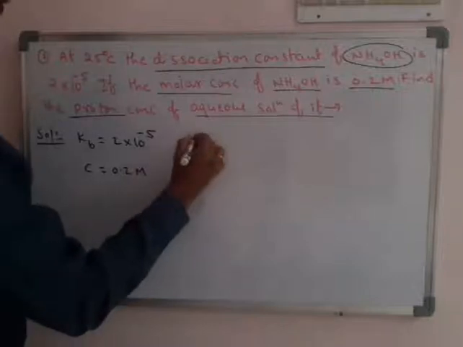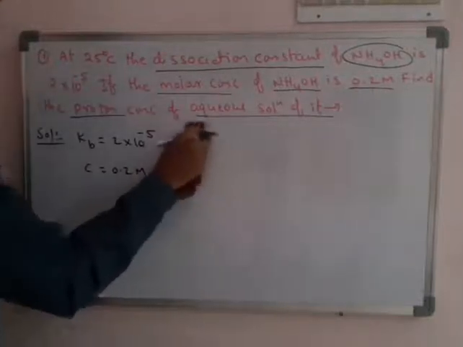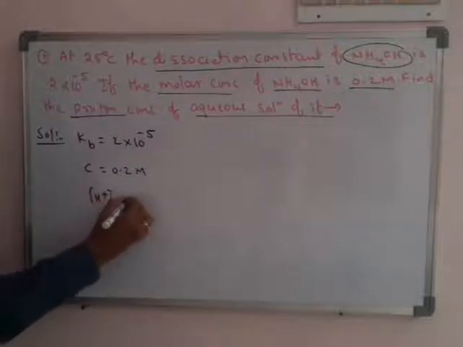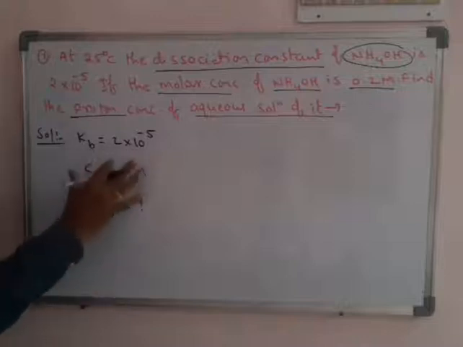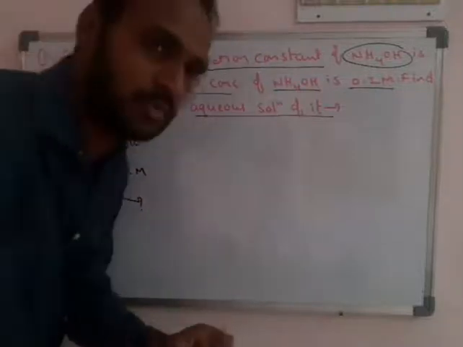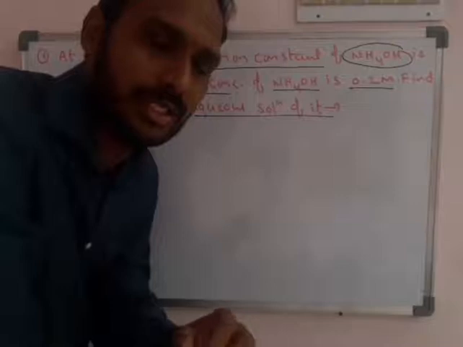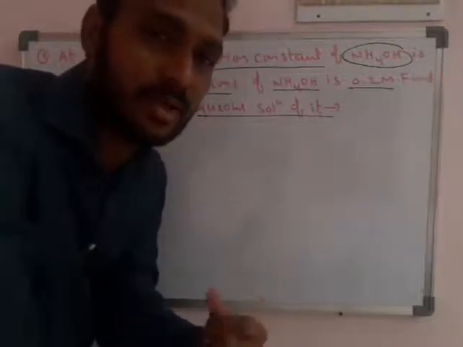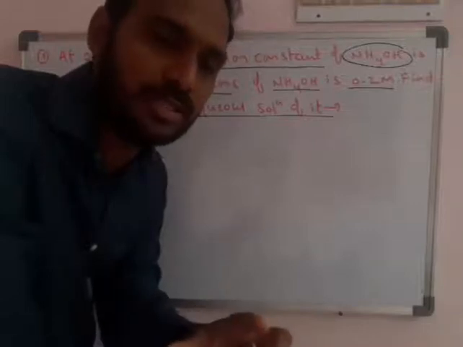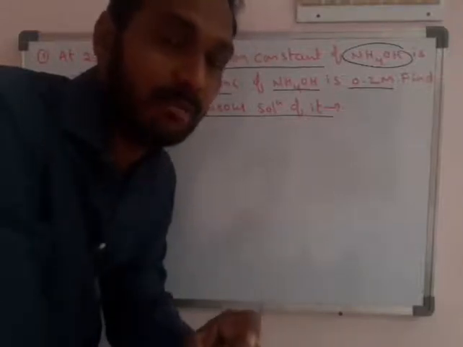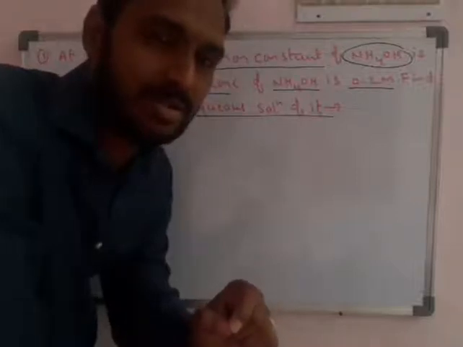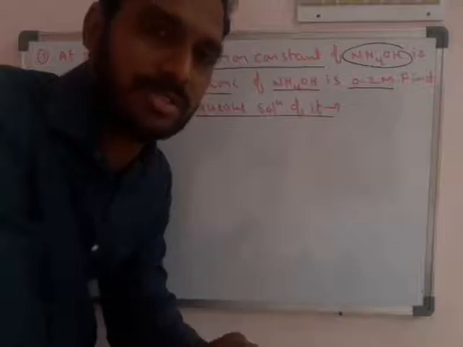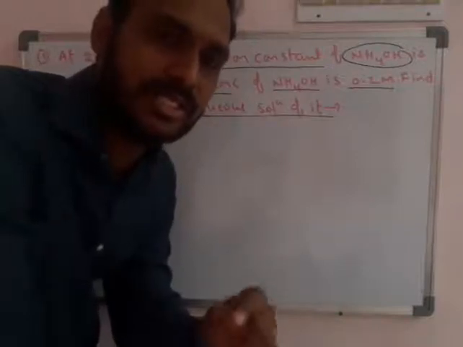Proton concentration means proton is nothing but H plus, and its concentration. I have to find this. These are the given details. So already we know NH4OH is a weak base. So how to find out the H plus? Here the concentration of base is given, but the base concentration is not directly taken as the OH minus concentration because NH4OH is a weak base.